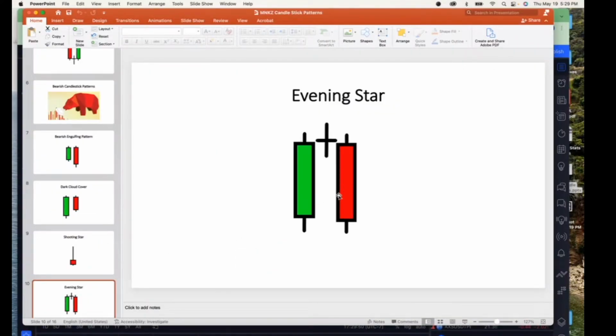Evening star is the same thing, just the reverse of the bullish pattern. So bulls push it up, then there's a doji, and then it pretty much reverses the entire thing. So what this is, bulls tried to push it up, got exhausted, don't know what's going on here, and then it pushes it back down, and then you probably start a short position moving downward from there, right?